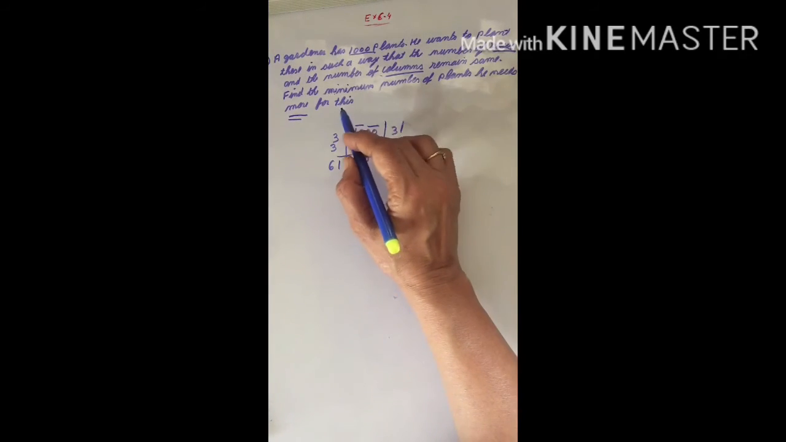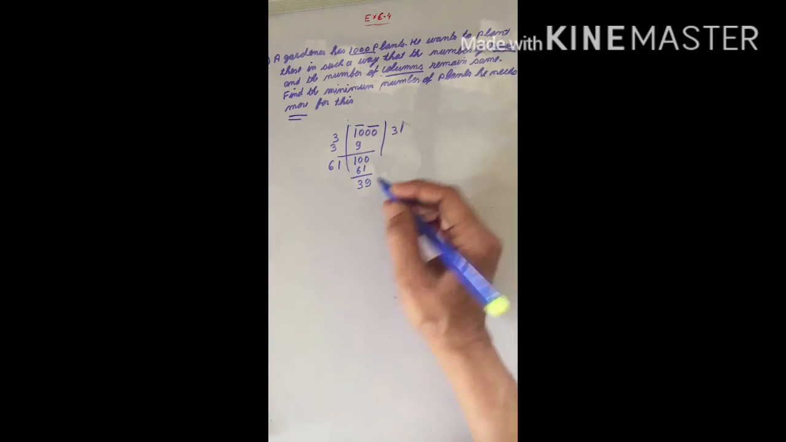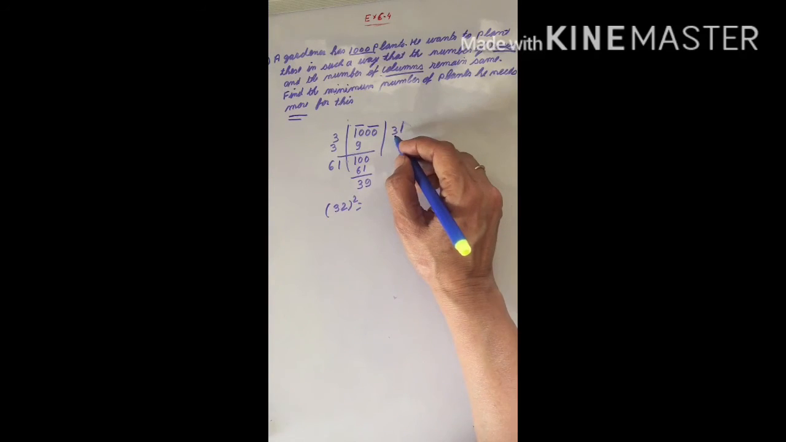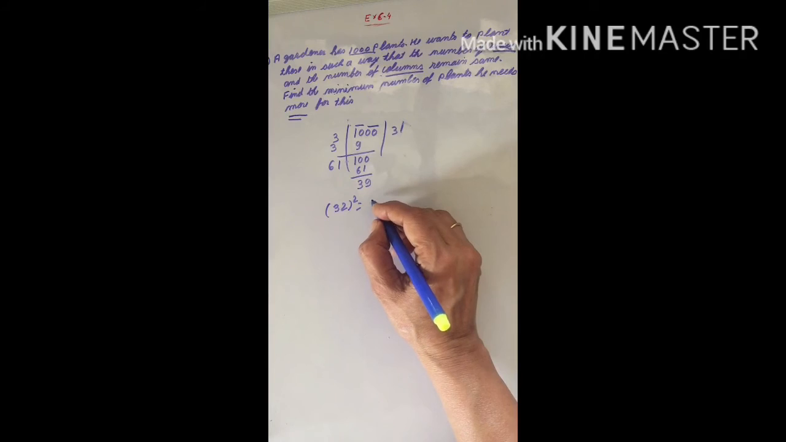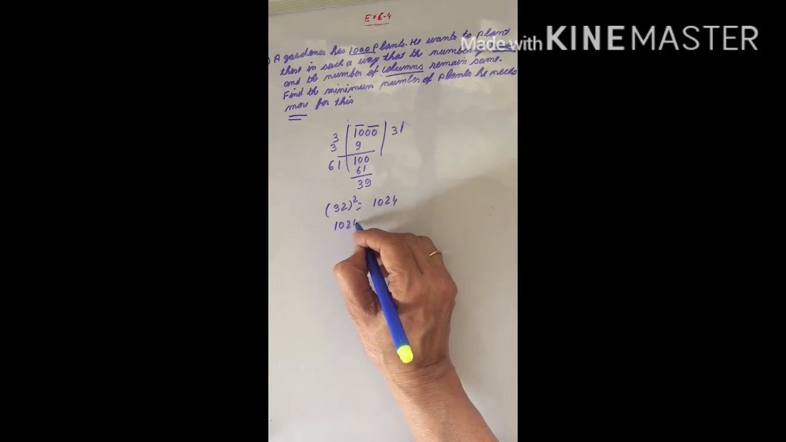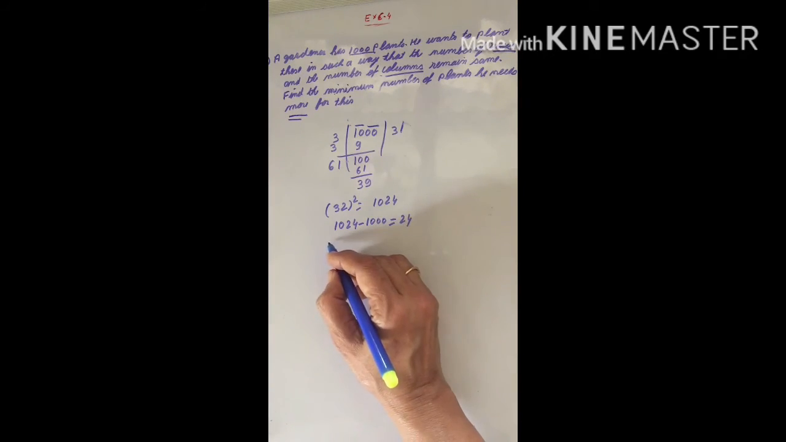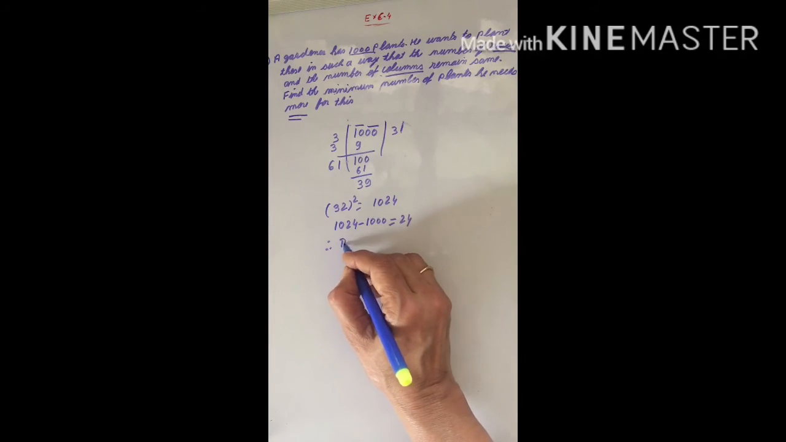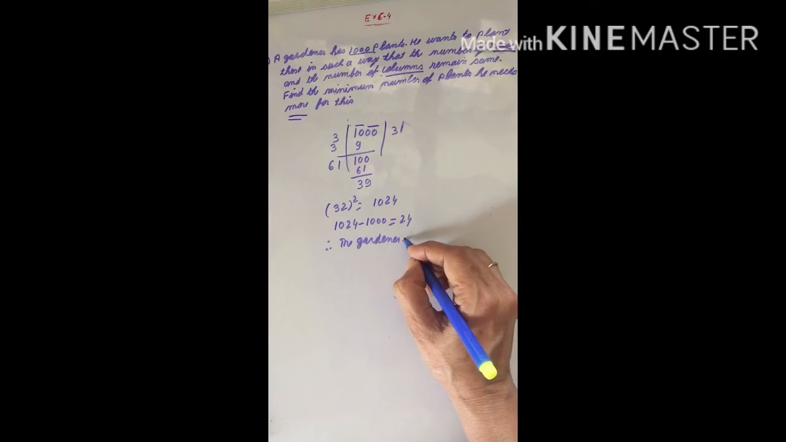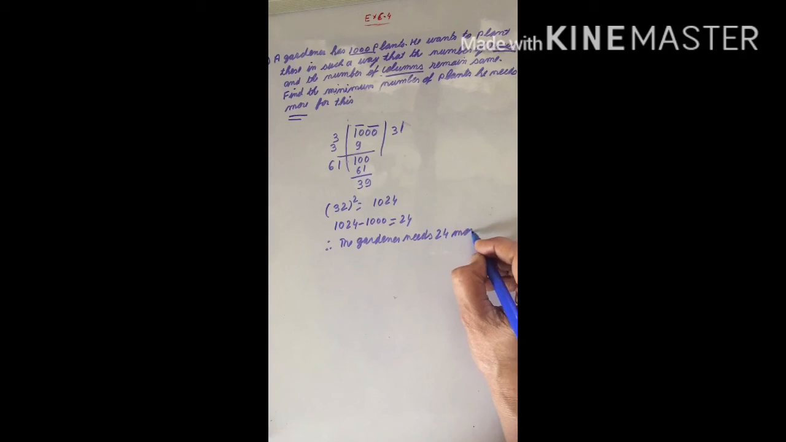Now the question is, how many more plants he needs. It means what should be added, and for that you will have to find the square of the next number. 31 is the number, the next number is 32, and the square of 32 is 1024. Now let us find the difference. 1024 minus 1000 is 24. It means the gardener needs 24 more plants.